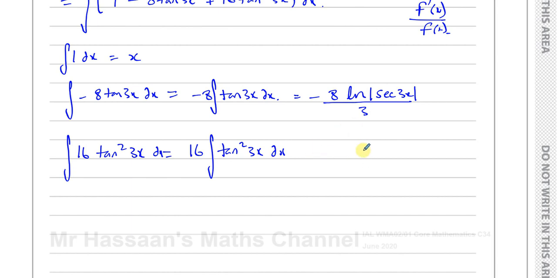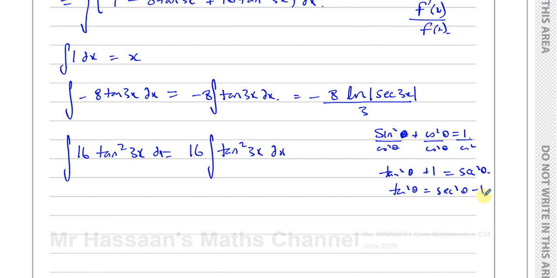All right, so for example, I know that sine squared theta plus cosine squared theta is equal to 1. That's an identity that we know. If I rewrite this identity as a reciprocal identity by dividing each of these by cosine squared theta, I end up with tan squared theta plus 1 equals secant squared theta. So I can say that tan squared theta is the same as secant squared theta minus 1. So I can replace tan squared 3x with secant squared 3x minus 1.